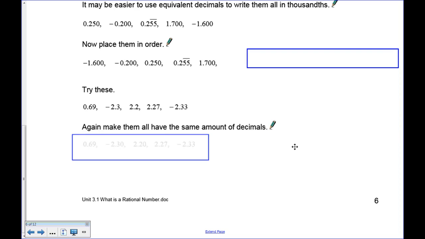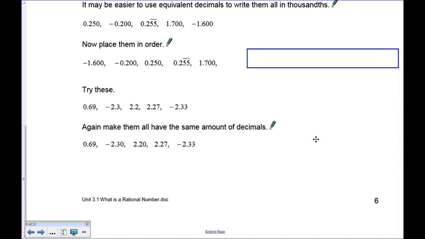All right, first thing, I'm going to choose to put everything in two decimal places. So this becomes 69, or stays 69. This becomes 30, that becomes 20, that stays as 27, and that stays as 33. So now to put them in order, I have to look for the largest negative. Now this is 233, that's 230, this is the largest negative, which means this will be first, then this will be second. Now I've got my positives to deal with.